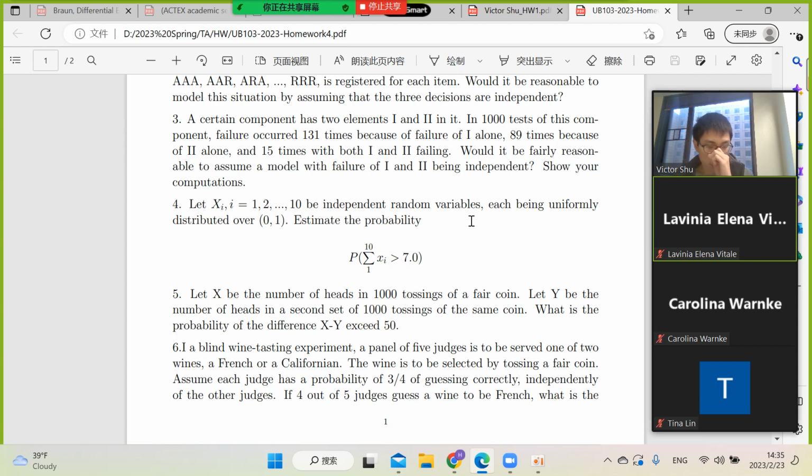And for question 4, we use exactly the same idea as question 5. We use a z-score. Here you may argue that your sample size is not huge enough, like you only have 10 independent random variables. And is that legitimate to use the central limit theorem? I would say yes, right?